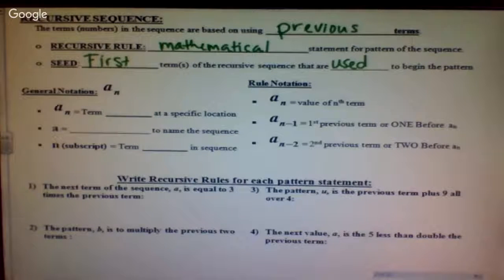Oh, Jesus. There we go. The term value, that's what I'm looking for.